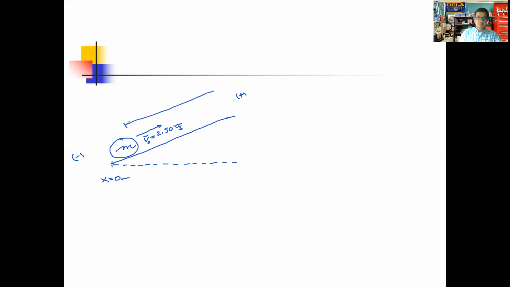Now, we don't know how far up it goes, but we know the time interval. So the total time interval, T final minus T initial, is going to be 5 seconds. At the end of this time interval, I'm just going to draw this as a dashed line, we know that the ball ends up at some position up the ramp. At the end of this time interval, the ball stops, which means V final is going to be 0 meters per second. Okay, so that's what we know so far about how this ball moves.